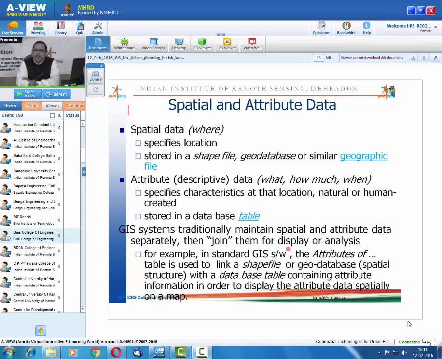a very important role. When you are collecting the attributes through the ground survey, and features through satellite-based remote sensing or satellite-based survey, then how to integrate these two types of data sets together to derive meaningful information, that is one of the most important and interesting tasks we perform in GIS.